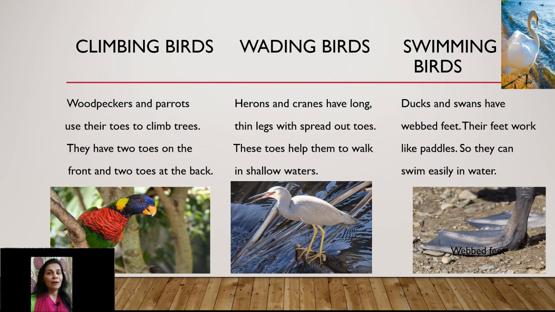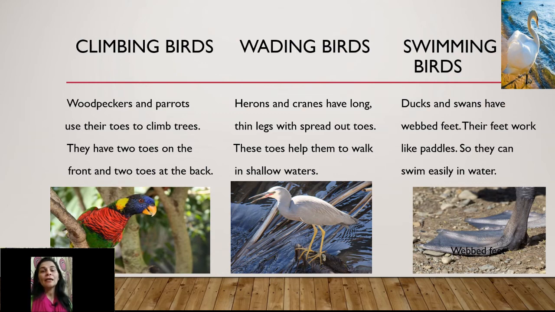Climbing birds, woodpecker and parrot. You have already done that. Woodpecker and parrot are climbing birds. They use their toes to climb the trees. They have 2 toes on the front and 2 toes at the back side. Second, wading birds, herons and cranes have long thin legs with spread out toes. These toes help them to walk in shallow waters. So they can walk easily.